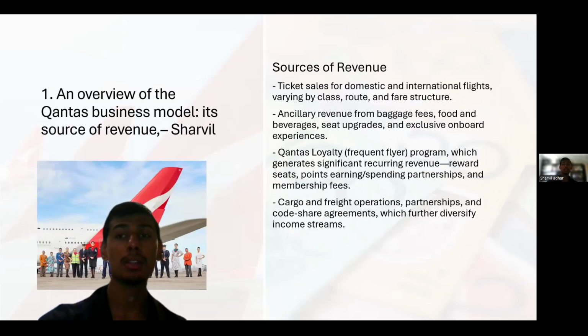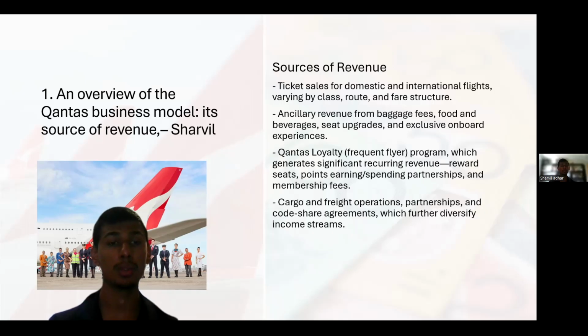Next slide. Okay, so the sources of revenue for Qantas. Qantas generates revenue through multiple sources of income, which strengthen its financial stability. The largest share comes from its ticket sales across domestic and international flights, with revenue varying by class, routes, and fare structure. Additional income comes through baggage fees, in-flight meals, seat upgrades, and exclusive onboard experiences.